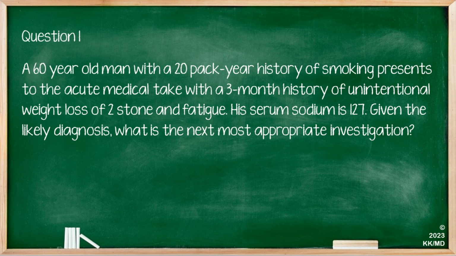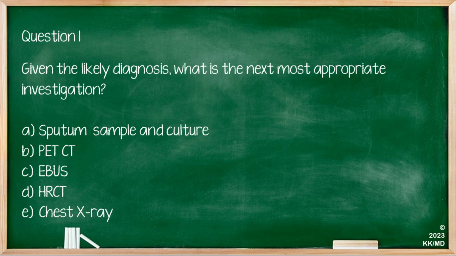So now time for some questions. The first question is, a 60-year-old man with a 20-pack-year history of smoking presents to the acute medical take with a 3-month history of unintentional weight loss of 2 stone and fatigue. His serum sodium is 127. Given the likely diagnosis, what is the next most appropriate investigation? So our options here are sputum sample and culture, PET CT scan, endobronchial ultrasound or EBUS, high-resolution CT scan or HRCT, or a chest X-ray.